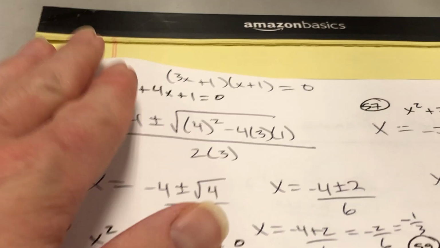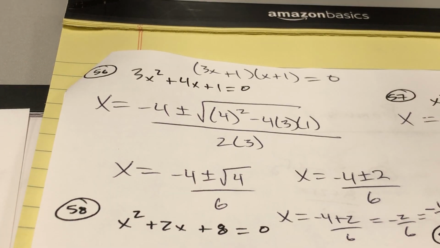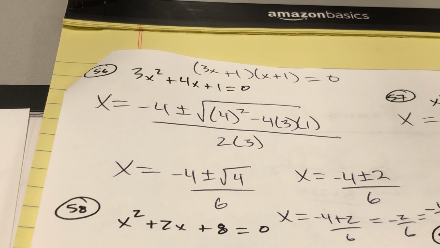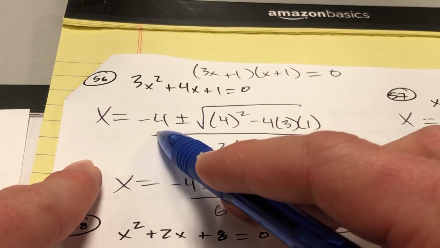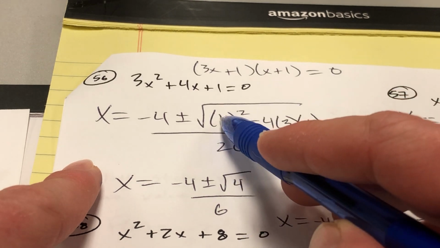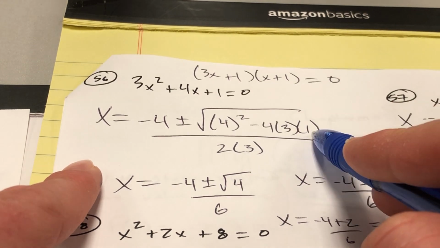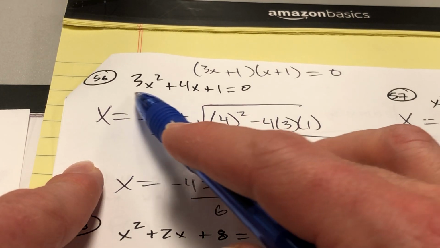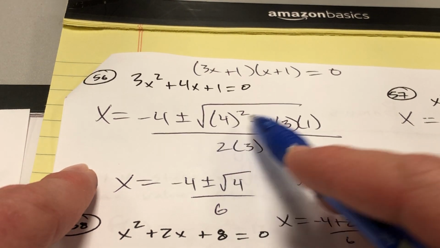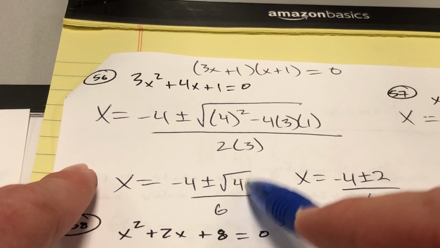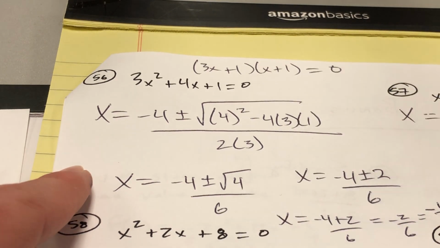Now, we talked about this in class. 56 I could have factored. It's 3x plus 1, x plus 1. If you don't see that, that's fine. We're going to use the quadratic formula. X equals negative b plus or minus the square root of b squared minus 4ac all over 2 times a. So it's negative 4 plus or minus, this is 16 minus 12. Well, that's 4. Any calculator, you always must test it out.